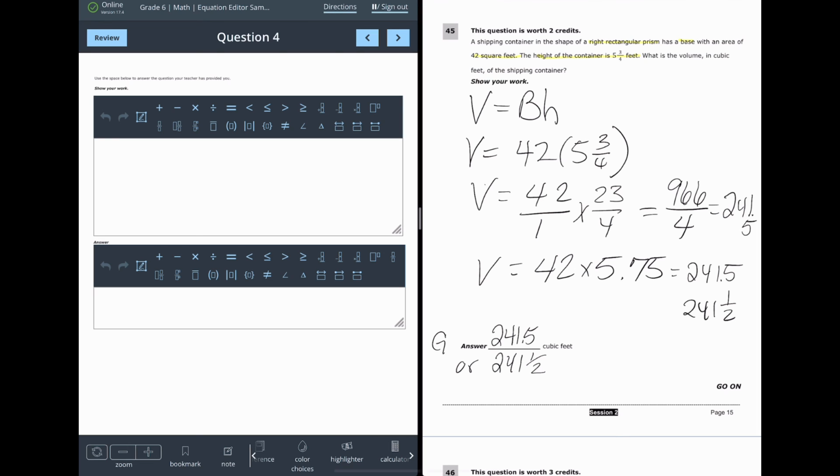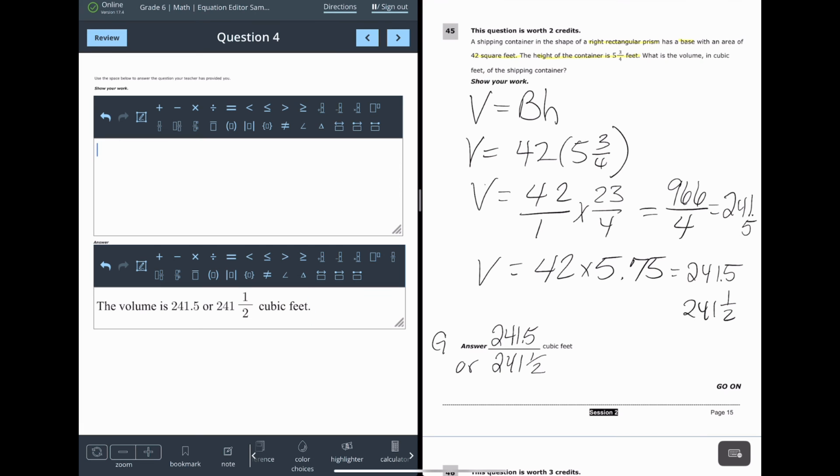So let's put this in. The volume is 241.5 or 241. Oops, I keep typing it in on the row 1. And a half cubic feet. Done. That's all I would have to do.